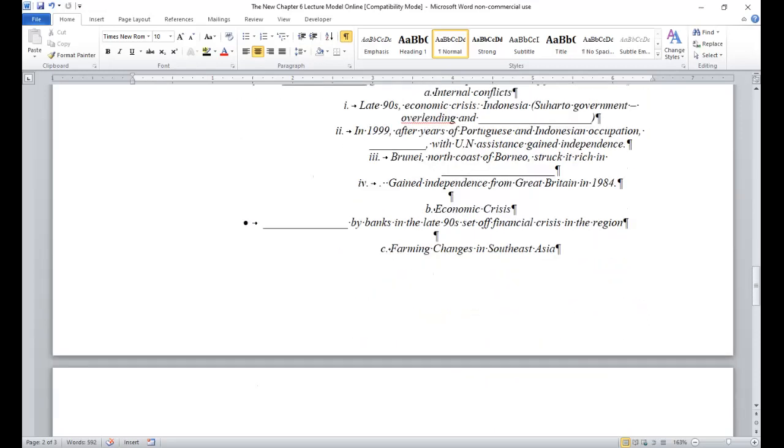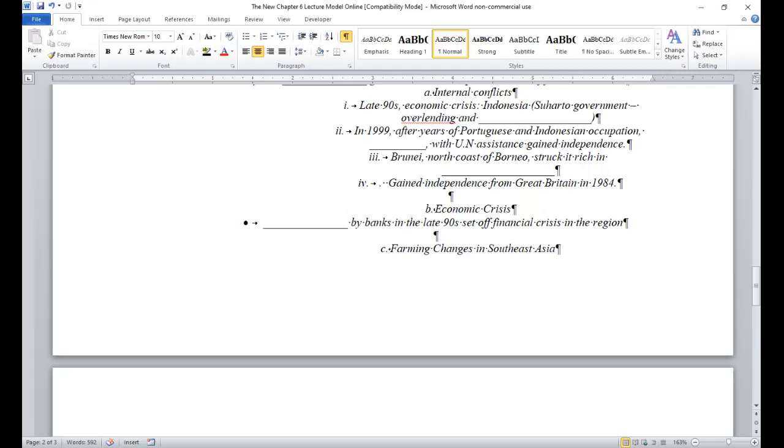Getting into finishing up on the economic crisis, overlending by banks in the late 90s, as I touched on, set off a financial crisis in the region. And that was a true domino effect that we were concerned about here in the West was going to affect us. It barely had a ripple effect on the world economy, but in Southeast Asia, the government corruption and mismanagement out of Indonesia certainly had some negative effects on this particular region.